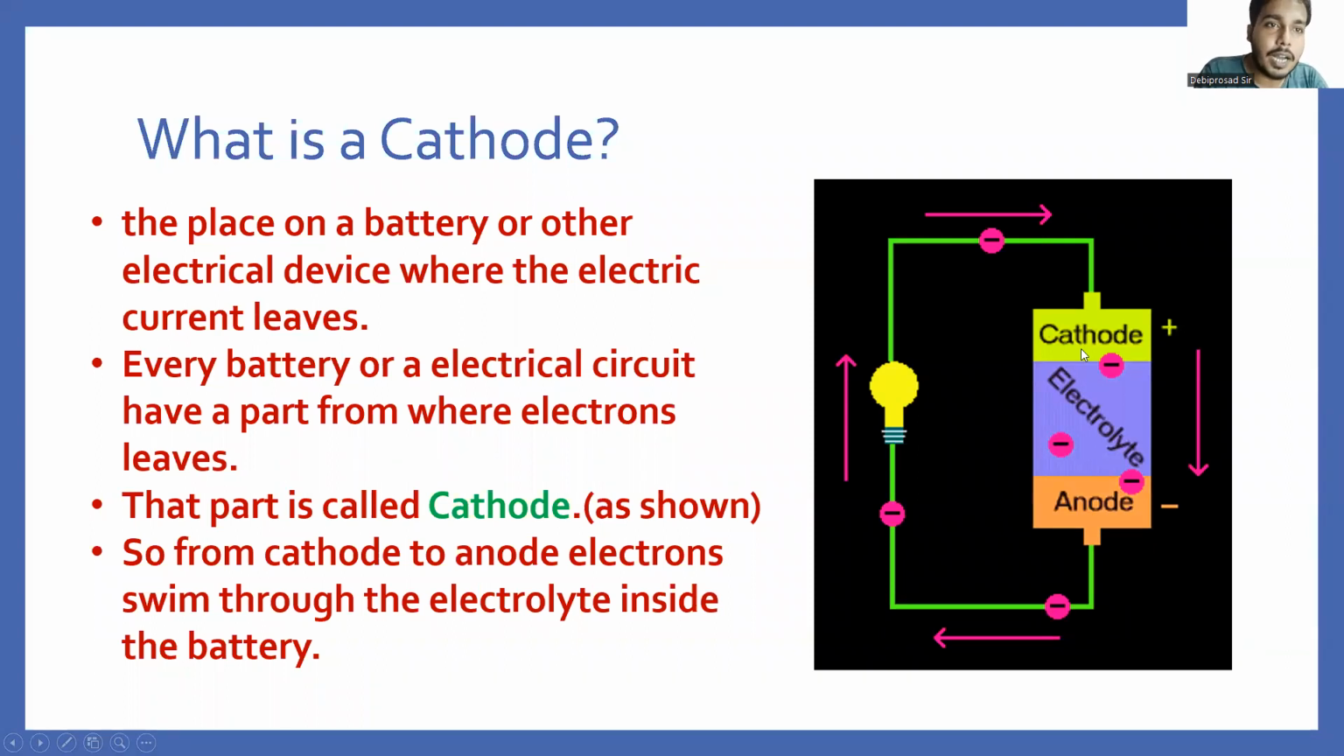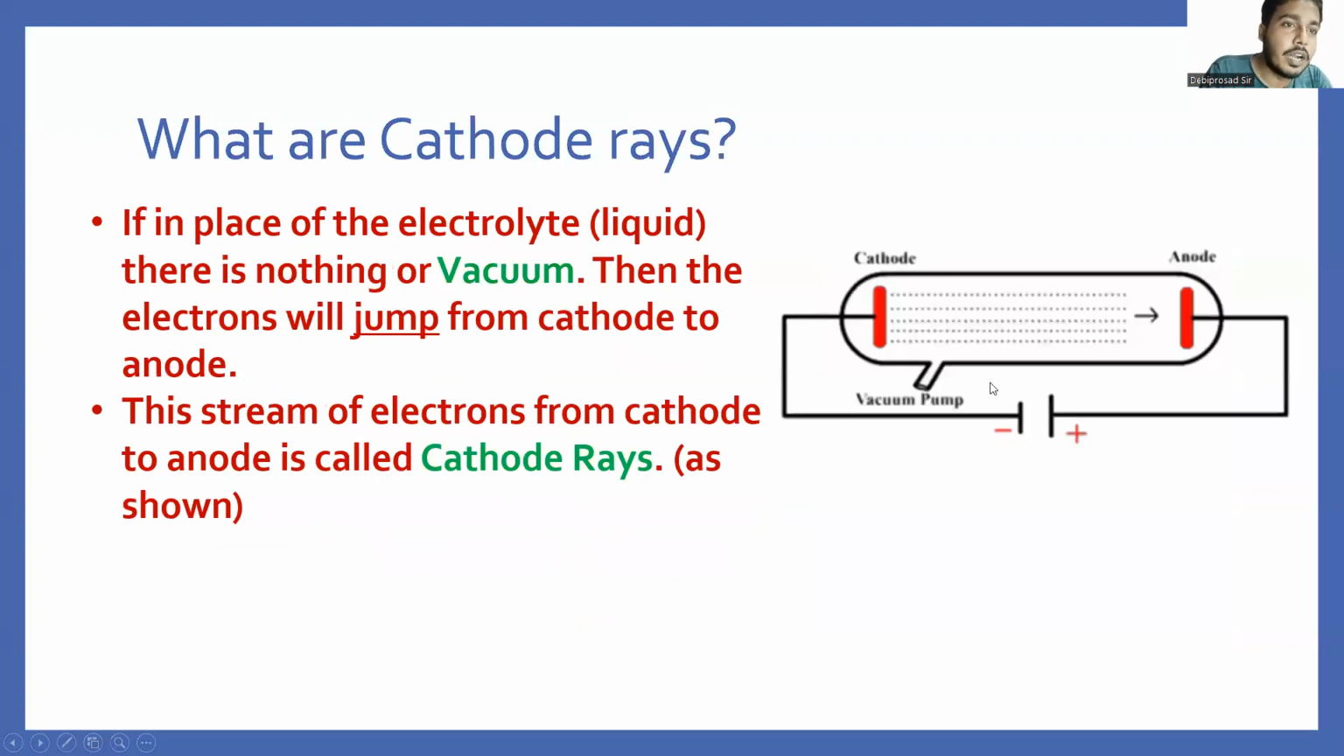Just to summarize, as you can see in my slide, the place on a battery or electrical device where electric current leaves is called the cathode. Every battery or electrical circuit has a part where electrons are leaving. Here the negative-sign circles, or spheres, are actually the electrons which are leaving. This part we call the cathode. From the cathode to the anode, electrons swim through the electrolyte present here. Understood?